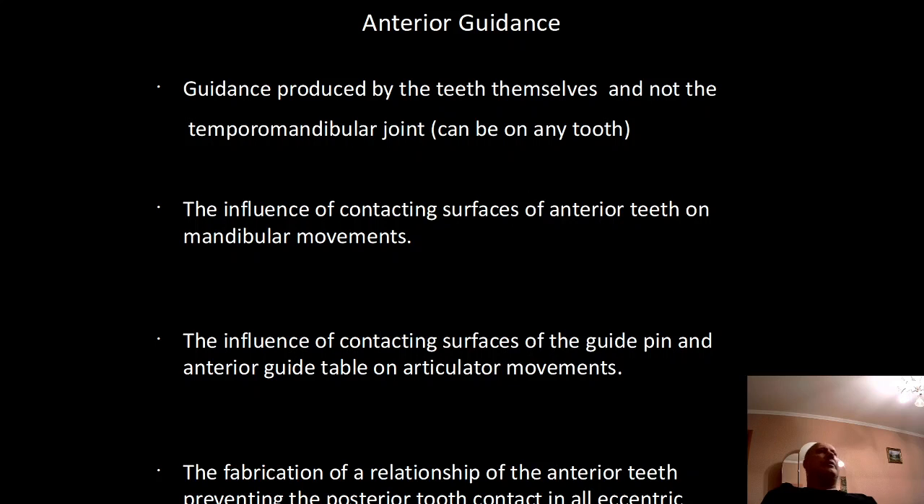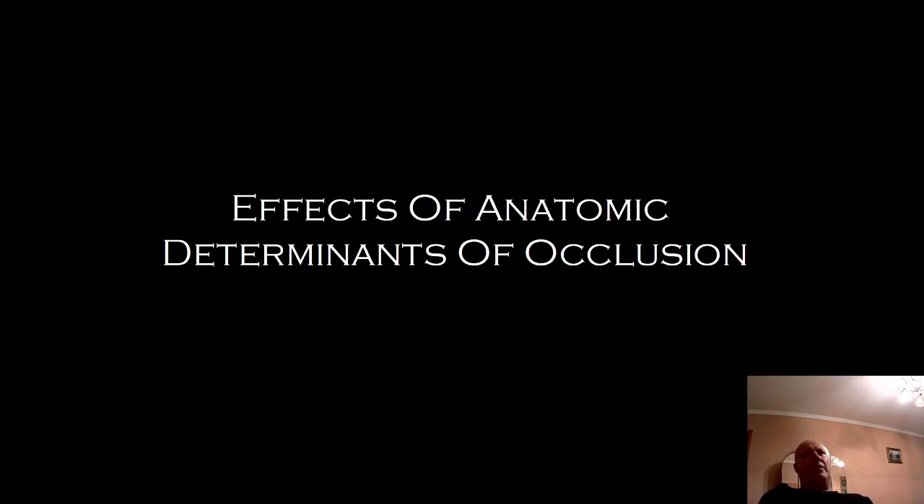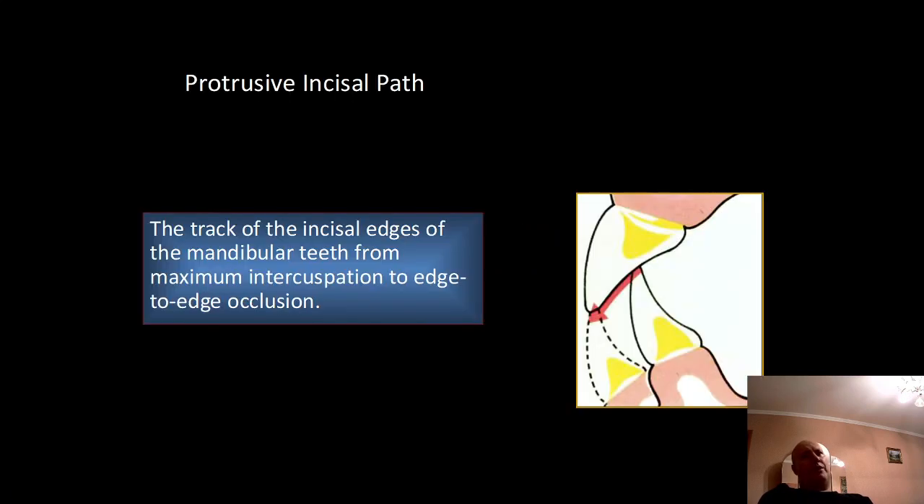Anterior guidance. Guidance produced by the teeth themselves and not the temporomandibular joint, can be on any tooth. The influence of contacting surfaces of anterior teeth on mandibular movements. The influence of contacting surfaces of the guide pin and anterior guide table on the articular movements. Effects of anatomic determination of occlusion.